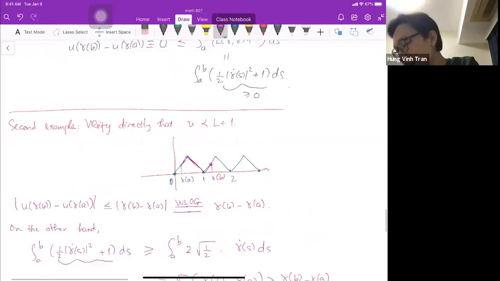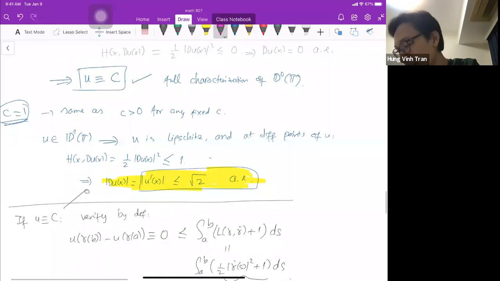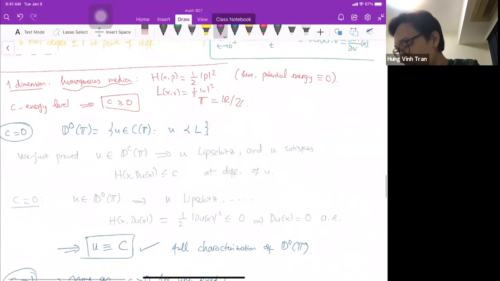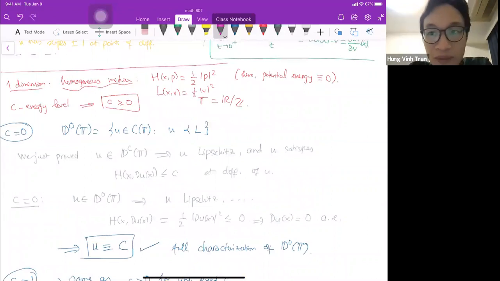For the next lecture, we're also going to go slowly, but we're going to show the converse. We're going to show that if u is Lipschitz and satisfies this property almost everywhere, then it implies that u is in DC of Tn. So in other words, we have a complete PDE characterization of the set DC of Tn. Then we're going to start discussing something from there. So any questions, concerns or comments?